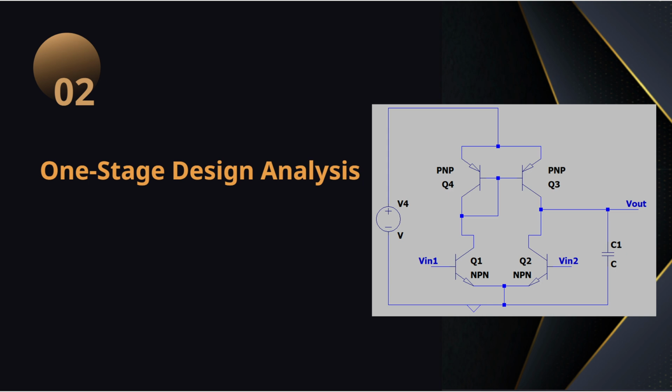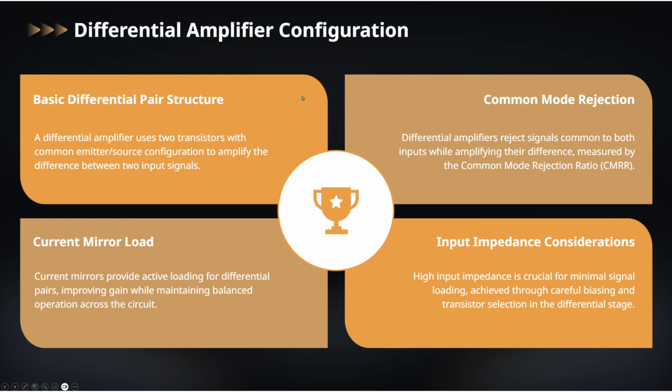And then first of all, for the one-stage design analysis, you can see we used two PMOS transistors and also two NMOS transistors for a mirror design. There's the Vout, the Vin1, Vin2, and there's a capacitor to stabilize the AC current. Not just for the AC current, but also to remove the DC current out of the equation. So the basic differential pair structure uses two transistors with a common emitter or source configuration to amplify the difference between the two input signals.